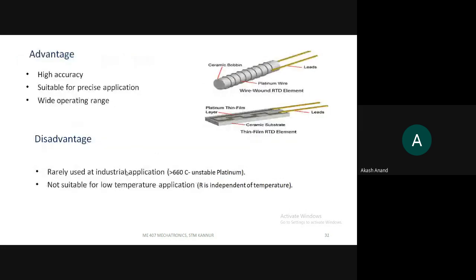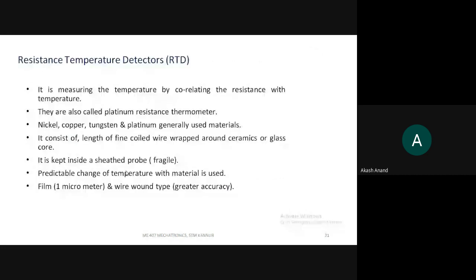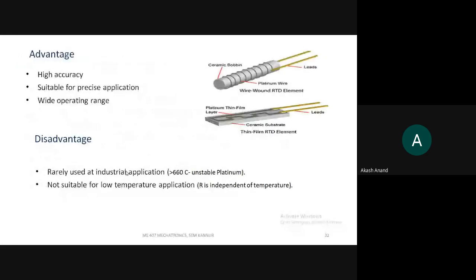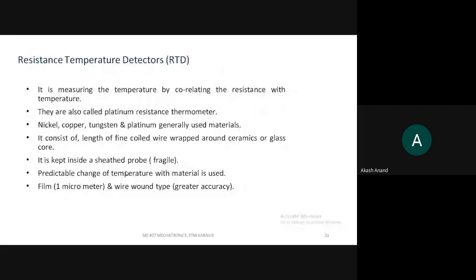From the figure you can see that the wire wound RTD consists of a length of fine coiled wire, here taken as platinum wire, wrapped around ceramics or glass. It is the standard design of an RTD. Actually it consists of a length of fine coiled wire wrapped around a ceramic or glass core.